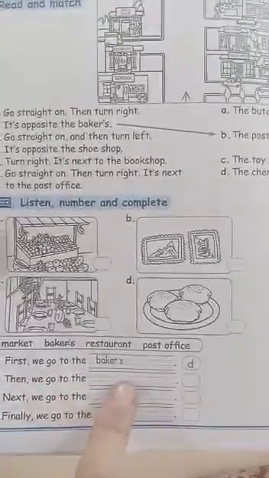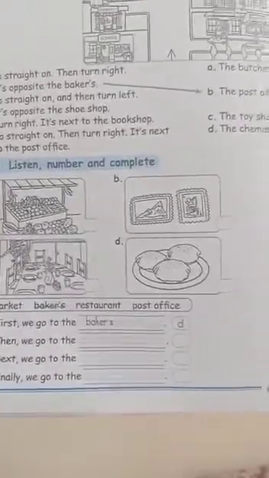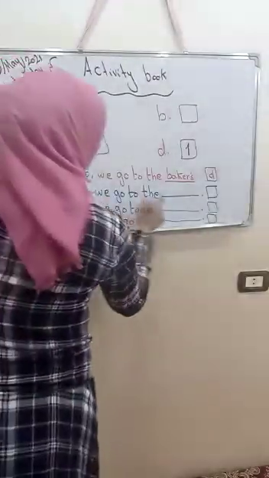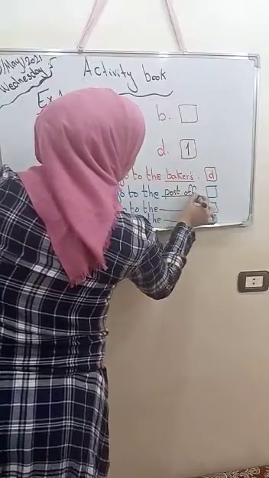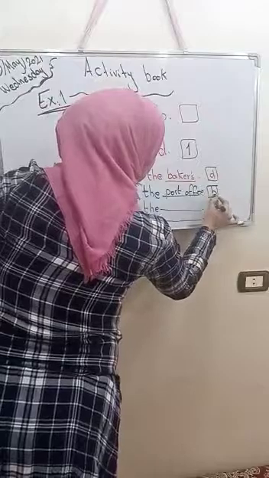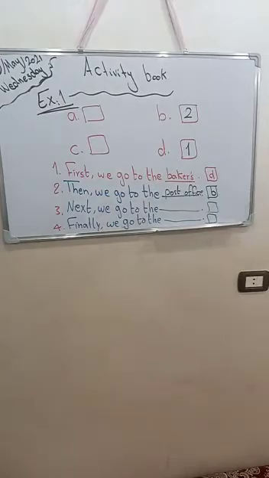Number 2. Then we go to the post office. We go to the post office to buy some stamps. So what is the correct missing word here? Excellent. Post office. We go to the post office. Okay? And which picture is the post office? Excellent. B. So you have to write here B, and B here is number 2. The second step, we go to the post office.